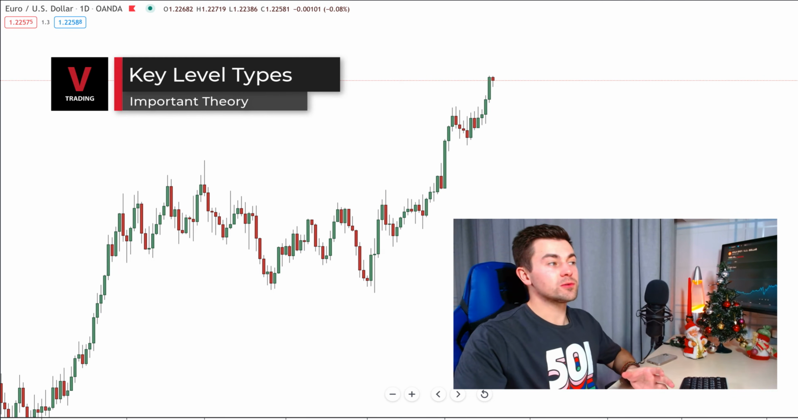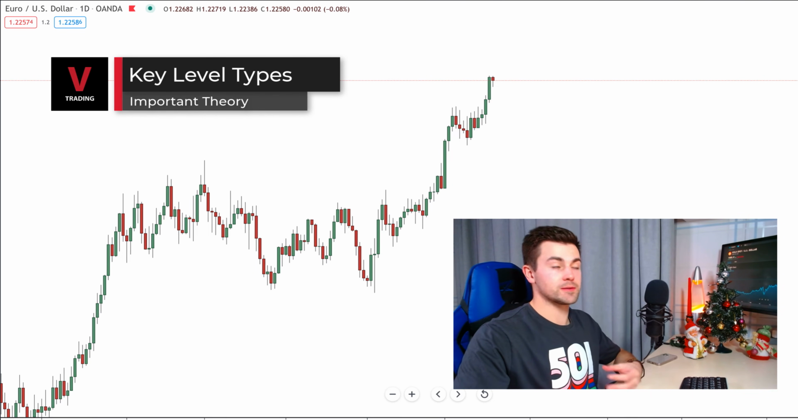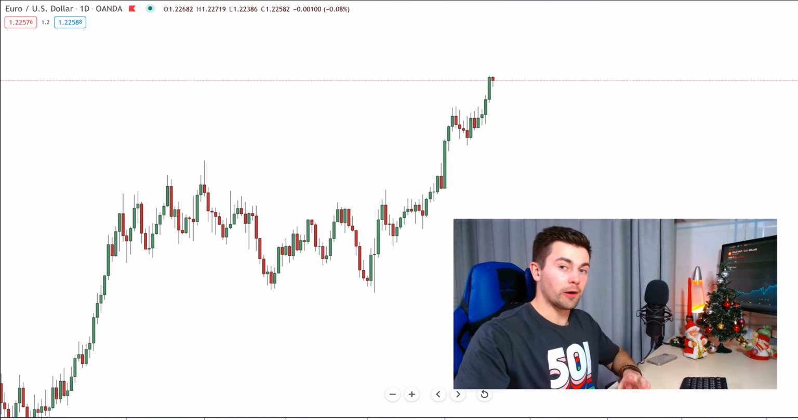Alright guys, before we start the execution of our structure analysis, the very important thing that we must note right here is that there are two types of key levels. We have the trend lines and we have the horizontal levels. Yes, a trend line can be a key level and a horizontal level can be a key level. So it is a very important thing to remember.